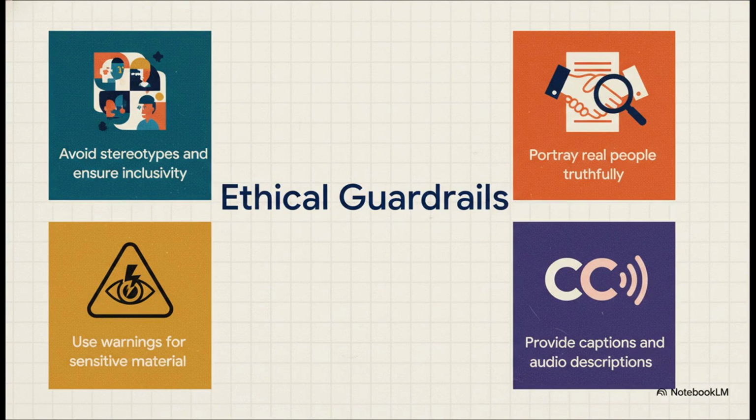First, you've got to ensure your representation avoids leaning on easy, lazy stereotypes. Second, if you're portraying real people, you must prioritize consent and truthfulness over just selective editing for drama. Third, use content warnings for sensitive or potentially triggering material to properly prepare your viewers. And finally, guarantee accessibility. Include captions, provide audio descriptions. Getting this part right is literally just as important as mastering the visual craft itself.